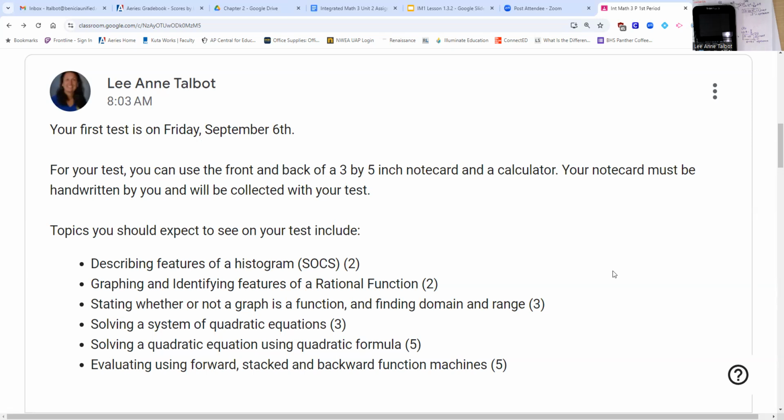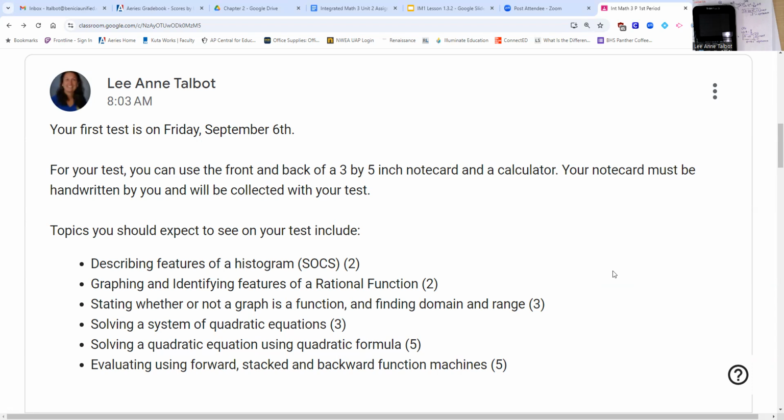Identifying and graphing features of a rational function. You guys know that. Vertical asymptote, horizontal asymptote, swoopy. State whether or not something is a function and finding domain and range. Notice this has got to the 3-point section, which means that it's a free response, but it's not like log. And so you're gonna have a graph, you're gonna say it's a function, find the domain, find the range. You can see where the 3 points go there.